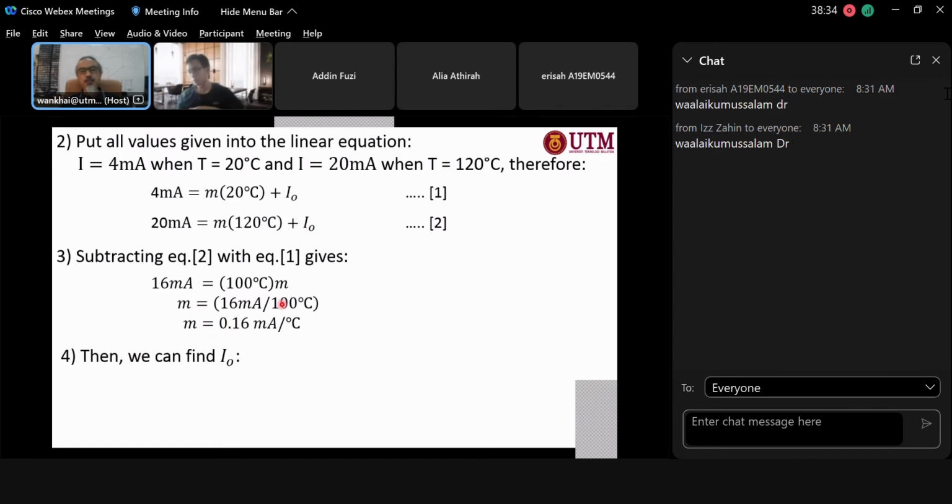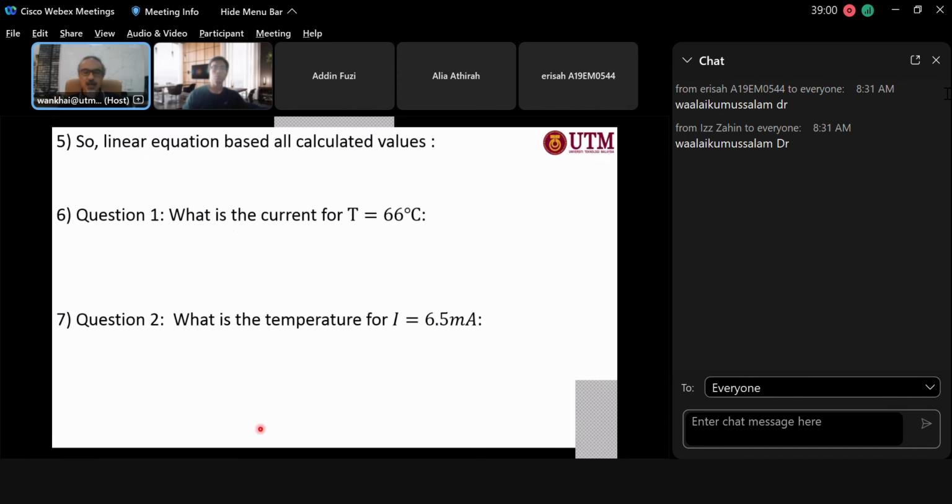So we have the slope m equal to 0.16 milliamp per degree, and then we can find I naught by substituting m in either equation 1 or equation 2. Then we find that I naught equals 0.8 milliamp. So the transfer function is now given by this equation. From here, we can answer question 1.